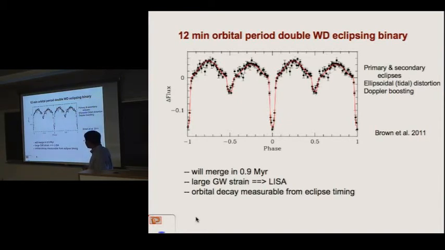That means that the binary will merge within a million years. Eventually they're going to merge, and they're going to generate gravitational waves. You observe that LISA is there. And the orbital decay can be measured by doing a precise measurement of the timing of the eclipse. So these kinds of systems certainly exist, and they are being found.